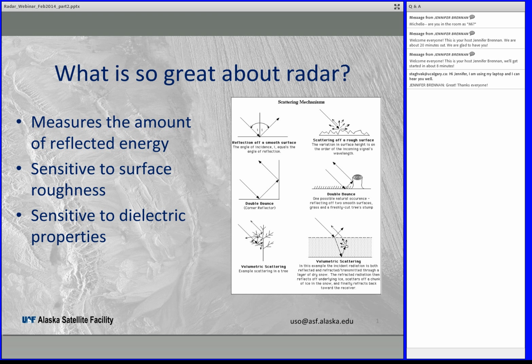When looking at radar images, the brightness of a pixel reflects the magnitude of the backscatter. The brighter the pixel, the stronger the backscatter.